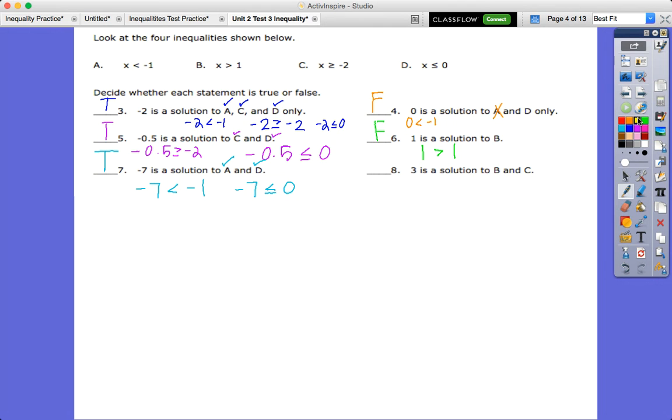All right, let's look at number 8. 3 is a solution to B and C. So let's test it in B. 3 is greater than 1. That is true. And let's test it in C. 3 is greater than or equal to negative 2. That is true also. So number 8 is true.